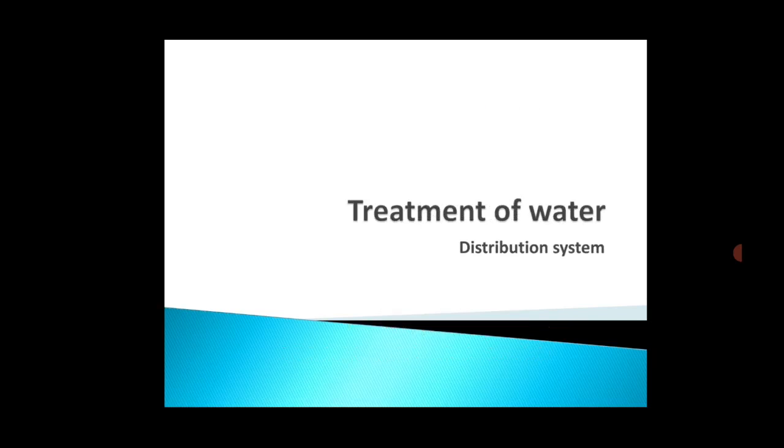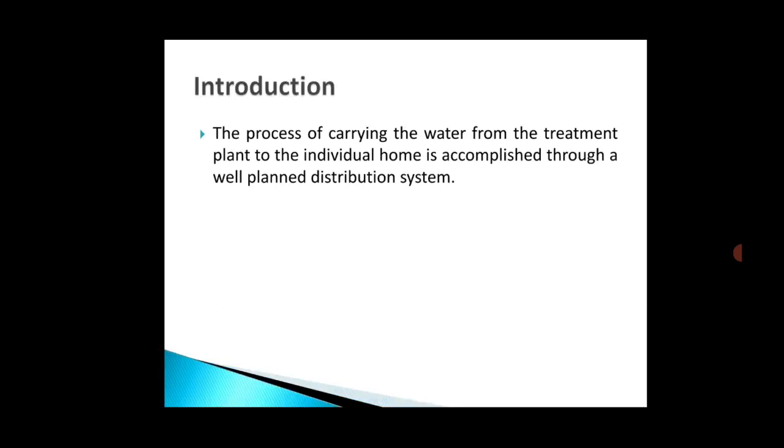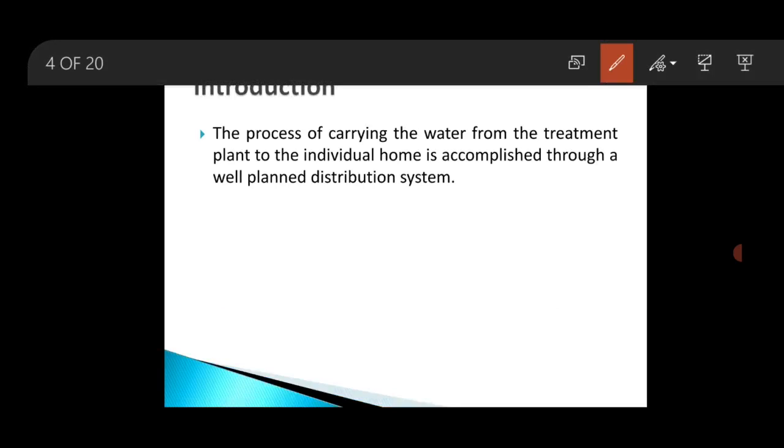After the water has been properly treated and made safe, it has to be supplied to the consumers in their individual homes. The water, therefore, has to be taken from the treatment plant to the roads and streets in the city and finally to the individual houses. So this function of carrying water from the treatment plant to the individual home is accomplished through a well planned distribution system.